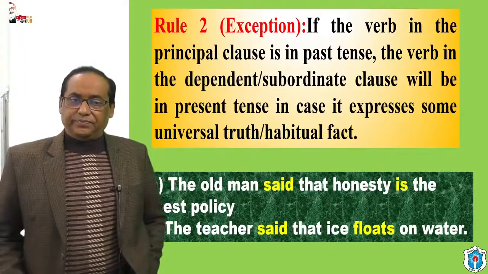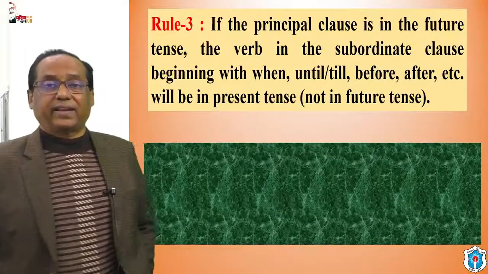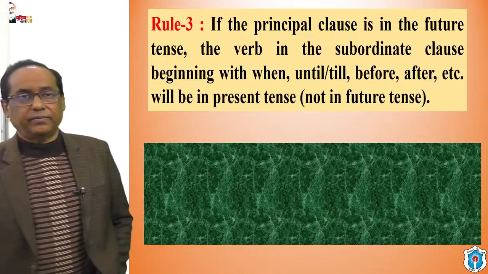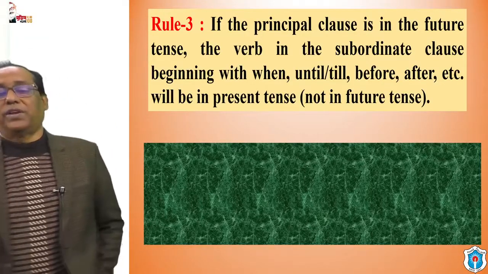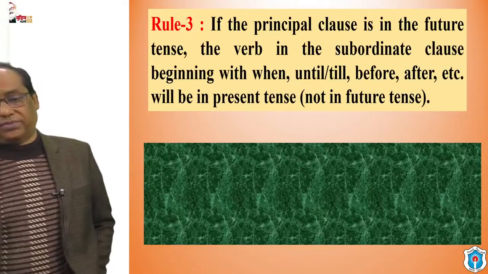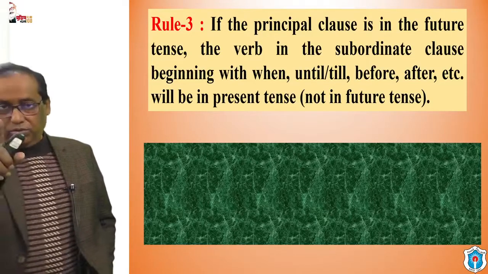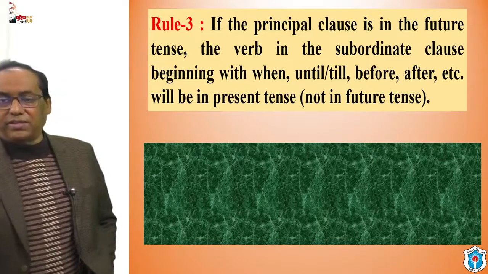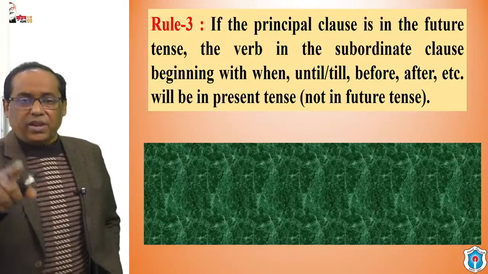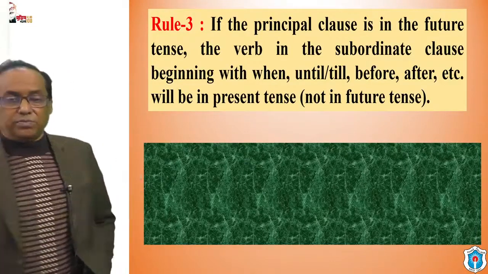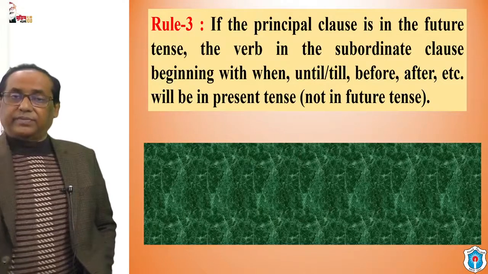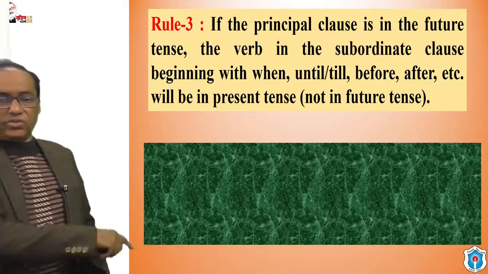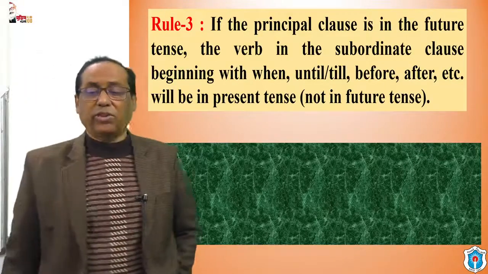Is it clear? Now let us see another rule. Rule number 3. If the principal clause is in future tense, suppose the verb in the principal clause is in future tense, the verb in the subordinate clause beginning with when, until, till, before, after, etc. will be in present tense, not in future tense.